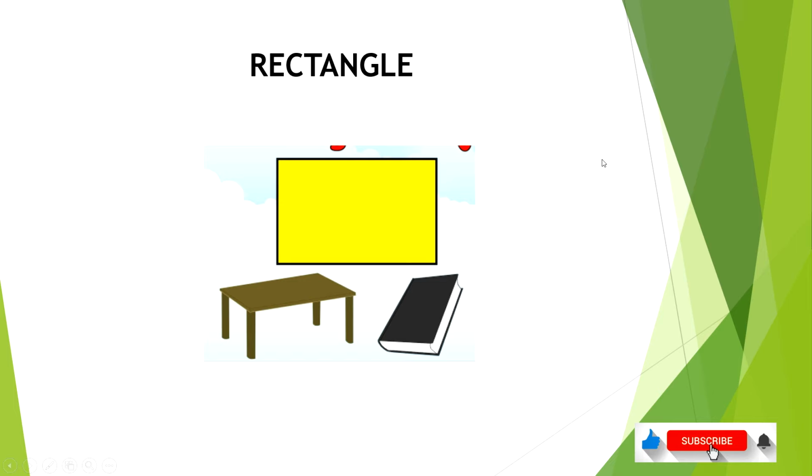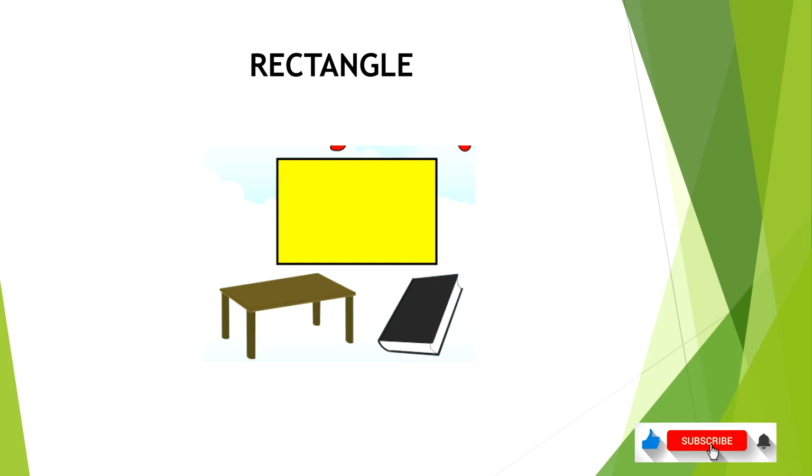See, a rectangle has opposite sides that should be equal. There are 4 sides like a square, but it is different from a square. We'll tell you why it is different from a square. And this table also represents a rectangular shape. This book border also represents a rectangular shape. You can notice these are the opposite sides, and opposite sides of a rectangle are equal. Opposite sides of a rectangle must be equal. So yes, we can say a square is also a rectangle.